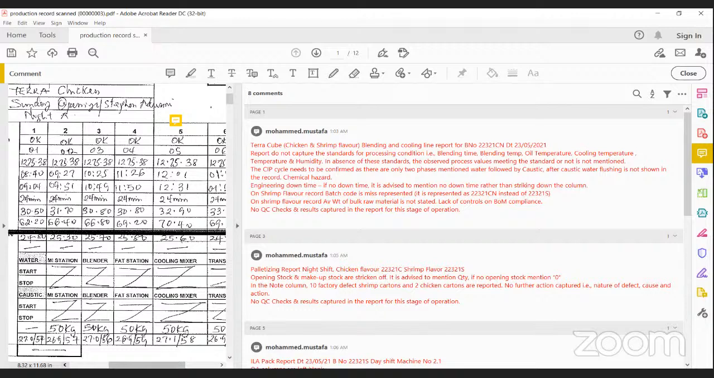So your automated records may be good, may be complying to the requirement. But in this manual record, what we are showing is water start, stop, caustic start, stop, and after caustic start, stop, if we don't show the final flushing water start, stop, it represents that the caustic rinsing is the last one, which will be against the food safety principles. Please correct this record.